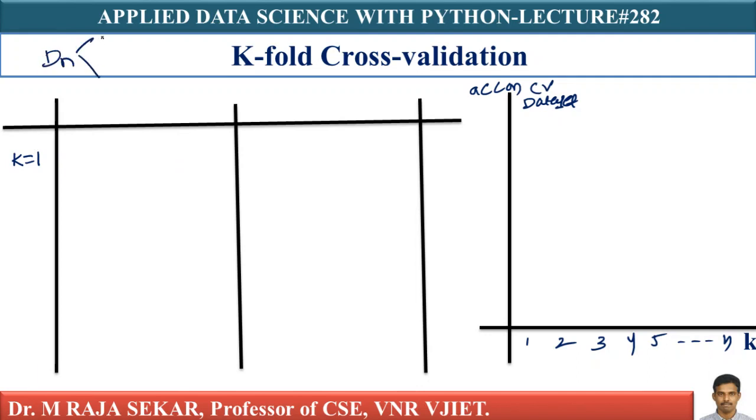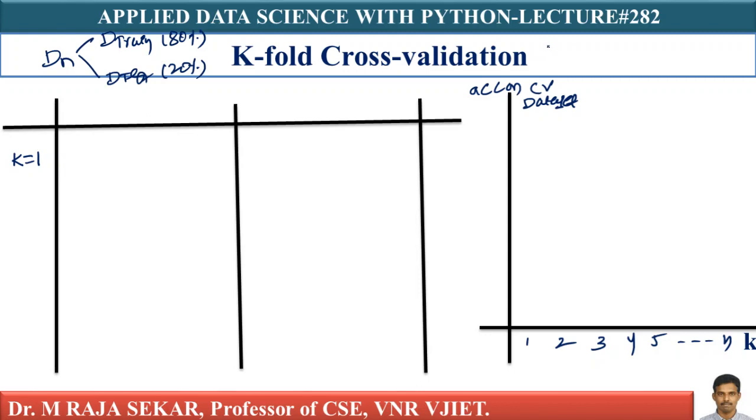DN is divided into two parts. One is D-train and another one is D-test. This is 80%, this is 20%. We don't have any cross-validation sort of things, isn't it? But we see how I divided data.